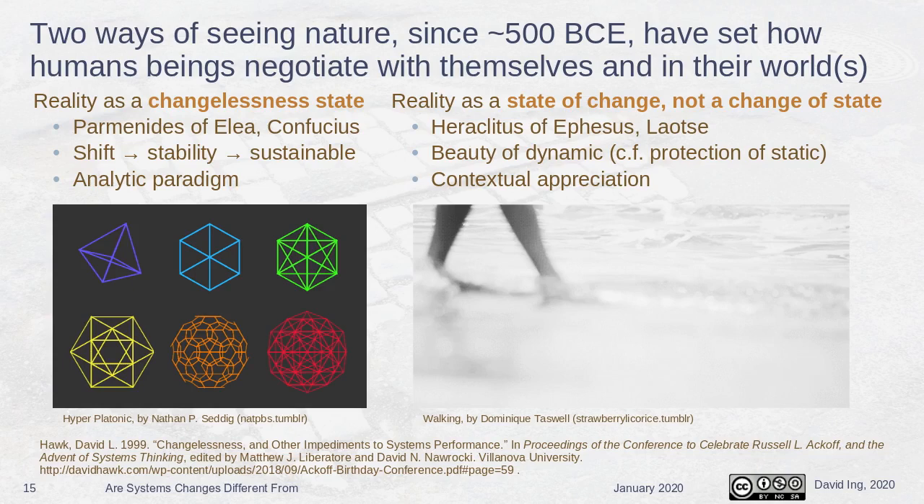Parmenides is the person that actually started this, and Confucius is very similar, and these are Platonic solids. They're ideals. So you have the ideal cube, you have an ideal sphere, and what you're trying to do is saying there's an ideal that you can work towards. Now, what happens if things change? Well, we'll handle that, right? But the number one assumption is the things that are real are things that don't change.